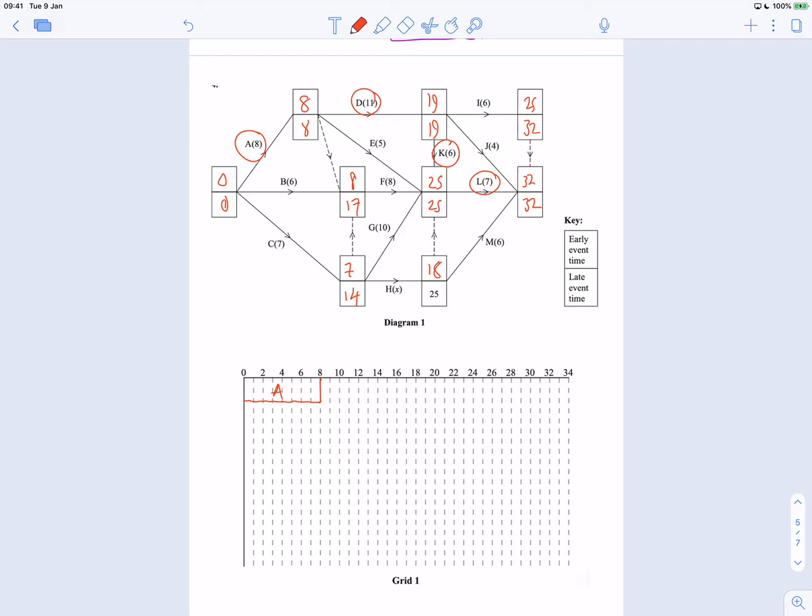D is the next one, that goes up to 19. So it's going to be something looking like that. So that's D. And then K goes up to 25, so that's K. And L goes up to 32.